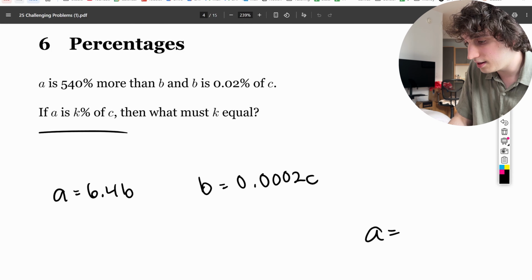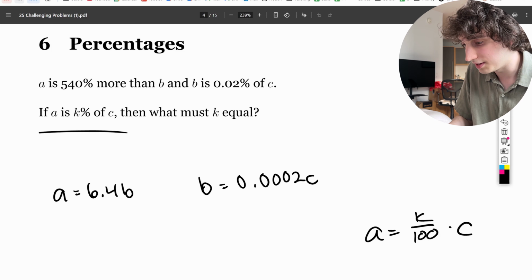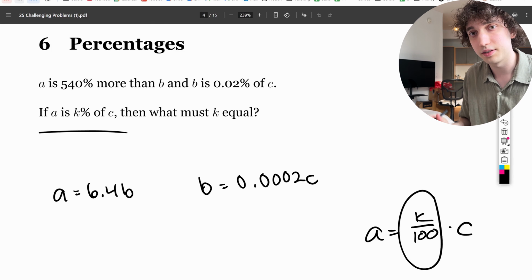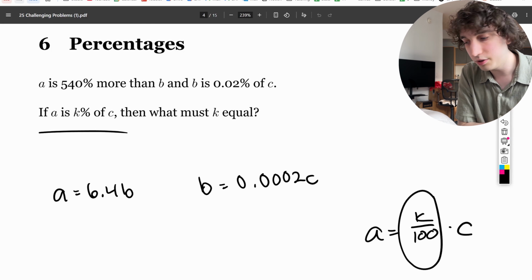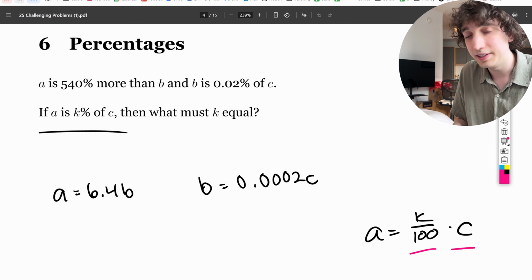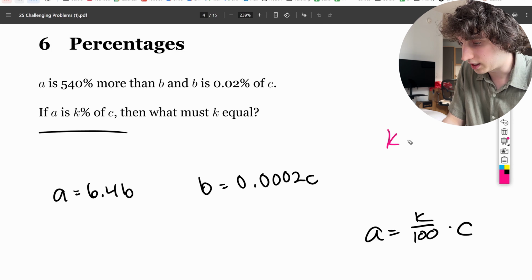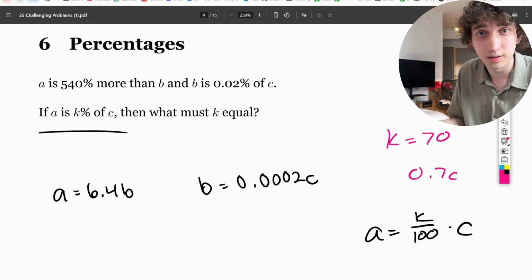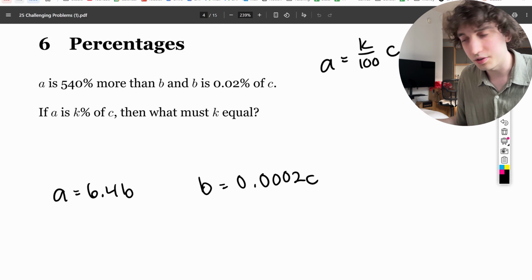So we can say A equals K over 100 times C, because K over 100 represents k% as a decimal, and when we multiply the decimal by C, we're getting k% of C. Like imagine if K were 70, then this would be 0.7 C. 70% of C. So then the question is, how are we going to solve for K?